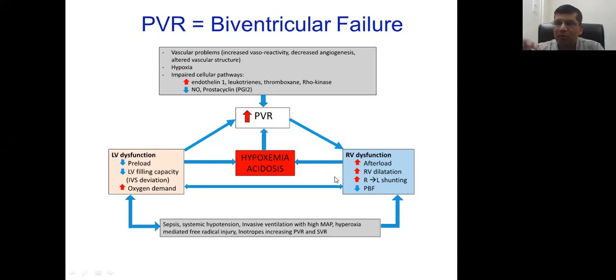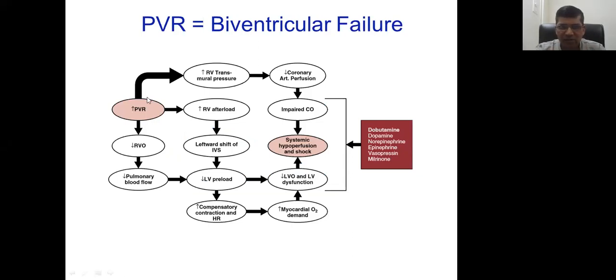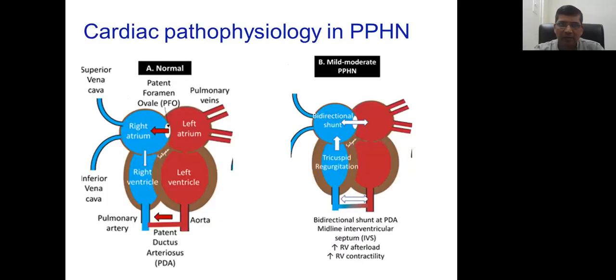That's the most important pathophysiological component. If you understand this pathophysiological component, then it is easy for you to manage these patients. So as I mentioned, we have high pulmonary resistance, we have right side failure, and that right side failure leads to the left side failure and shock, and you require a lot of inotropic support in these babies. So systemic failure, systemic hypoperfusion and shock, these are the components you will end up with in these babies.